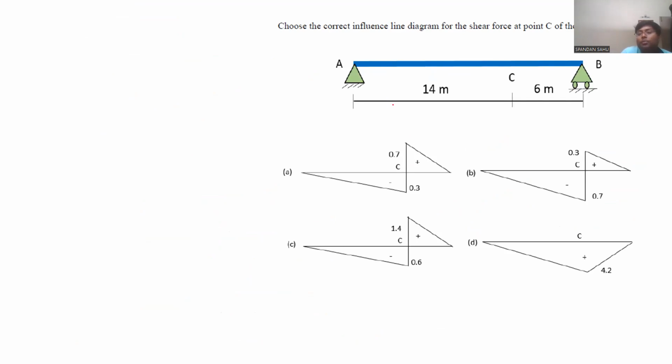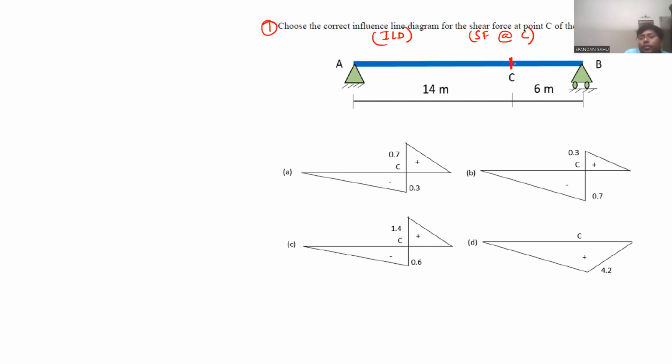Now let us solve some problems. In this question, they are asking to choose the correct influence line diagram for shear force at point C of the following simply supported beam. And C point is here somewhere.